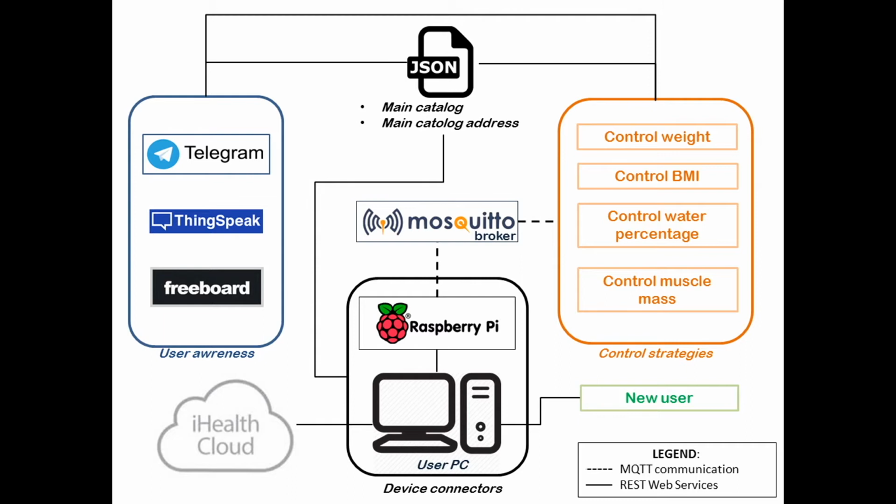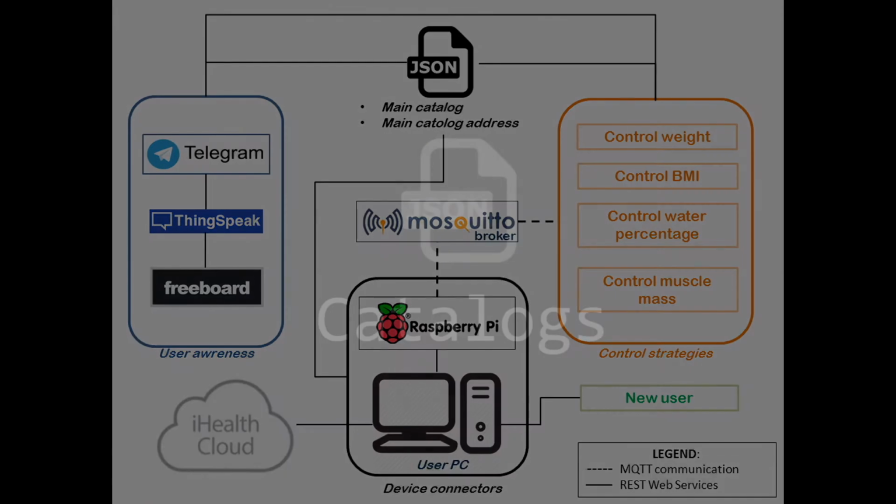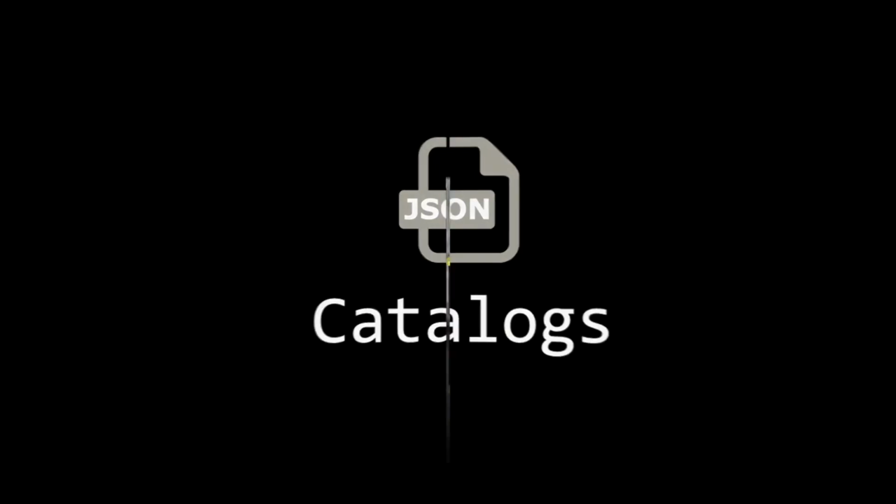Finally, to show the user his global status, all the information collected in Telegram and TeamSpeak are grouped in his personal Freeboard page. All the mentioned actors will be presented in detail in the next sections. All the settings and information related to the users are stored in a catalog shared among them through a web service, which makes it available online.